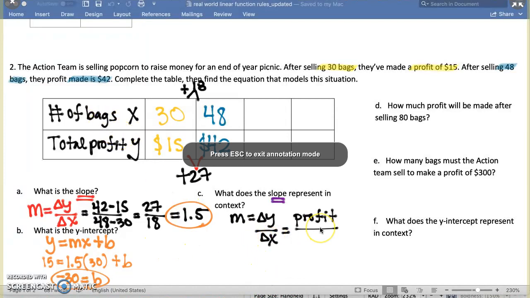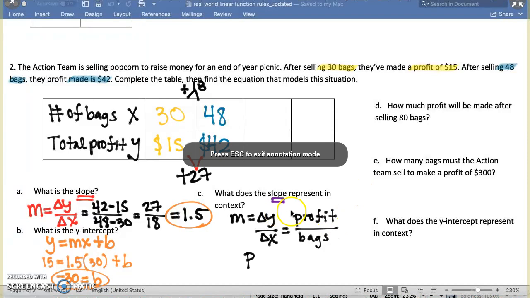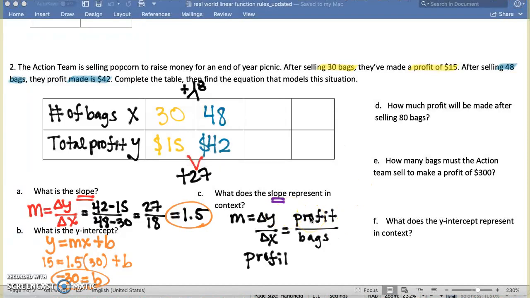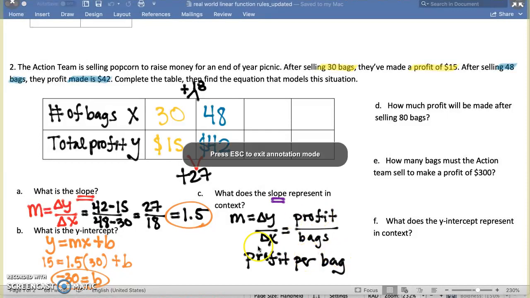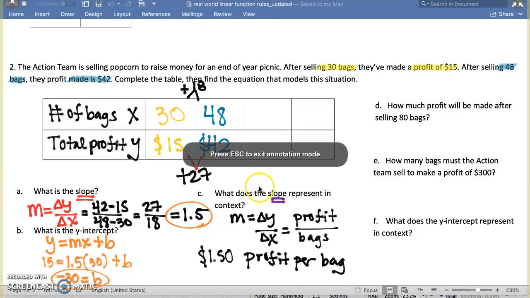Well, that was the number of bags. So this would be my bags. And essentially, this is the profit, so my y values, the profit per bag. And if I had to put a unit for this, well, we said 1.5, so since we're talking about money, it makes more sense to say $1.50. So I put 1.50, so my slope is $1.50 profit per bag that's sold. So that's what the slope represents in the context of this problem.